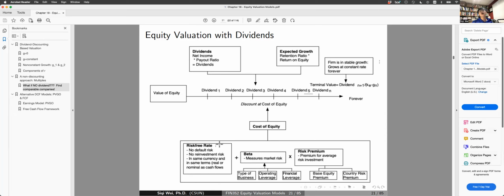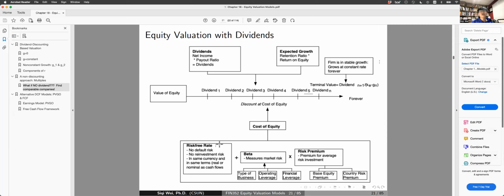But anyhow, that's where the cost of equity kicks in. Basically, it's a function of a risk-free rate and the market risk premium. The return to the investor is the cost to the firm. That's one way to interpret the cost of equity. We are going to use that cost of equity to discount back all these future expected dividend payouts.